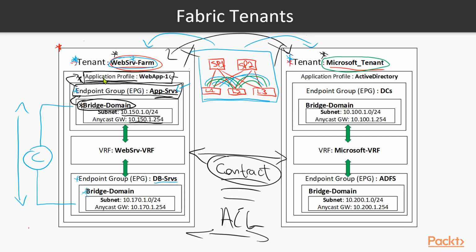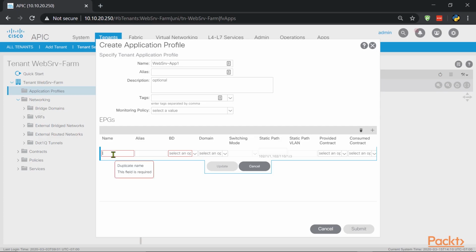Okay, so the endpoint group name is app SRVs. So the app servers are going to be classified in this endpoint group. And what was the other one? DB-SRV. So we got to make two endpoint groups, one app SRV and the other one DB SRV. And each one will have a subnet, 10.150.1, 10.170.1. Both of them with a default gateway of 1.254. Okay, so let's go ahead and do that.